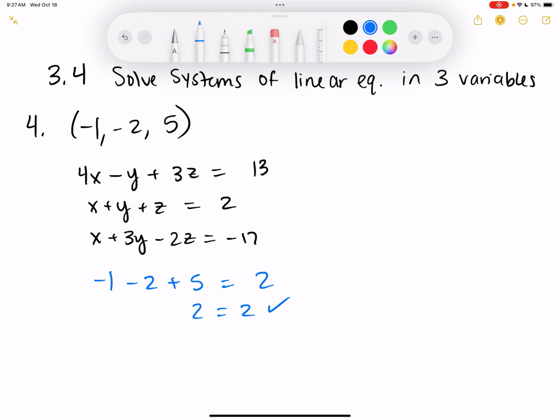Wait, where'd you get 3 from? Is that not a 3 or not a 1? What are you talking about? 4x minus y plus 3z equals 13. That's the equation. Yeah, but what do you mean, where did I get it from? It's from the book. Oh, I'm smart. Never mind.